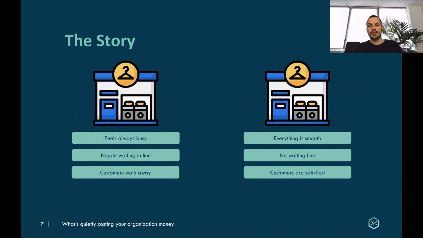Now, here's the interesting part. Nothing is broken in the first laundromat. It just doesn't handle busy moments well. And that's exactly how performance issues work in systems. They don't always fail, they just perform poorly when it matters most.